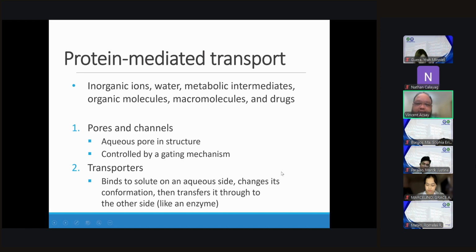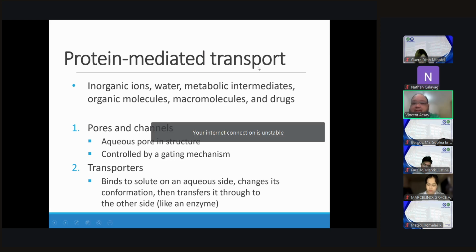So if they cannot enter via diffusion, they have to be transported in via proteins. So this is your protein-mediated transport. Proteins that facilitate this form of transport are broken down into two types: your pores and channels and your transporters. So your pores and channels are aqueous. It's an aqueous pore in structure that has a controlling gate mechanism.